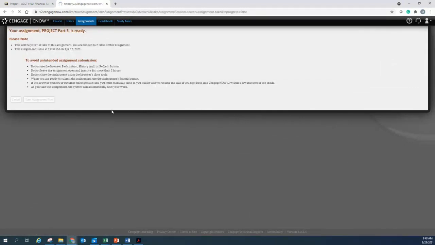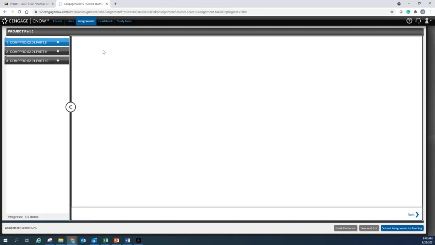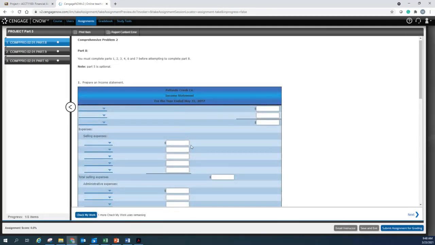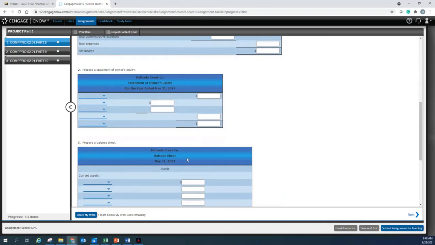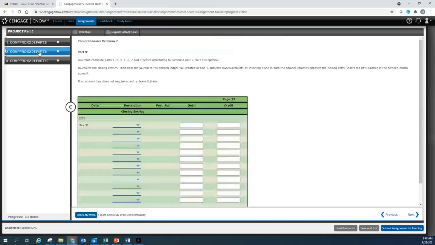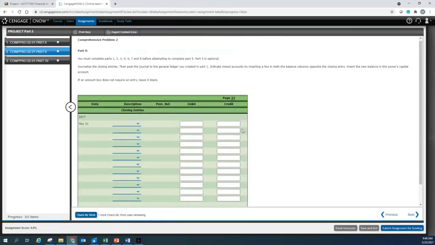Back on part 3. Okay. These 3 financial statements: income statement, statement of owner's equity, and the balance sheet. That's the first item in part 3. Then next, you have closing entries. Right away, it should click to you. Closing entries, close out revenue expenses. That's the first journal entry. Next, close out drawing. Where do you close it to? Close it to the capital account.